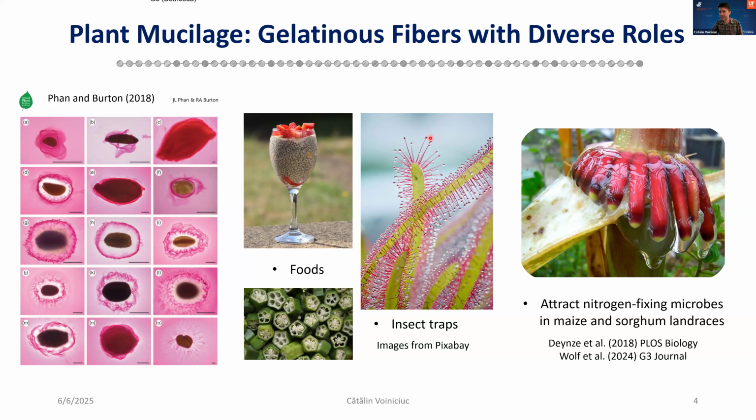And a similar type of mechanism, but taking advantage of microbes found in nature, has been exploited by certain maize and sorghum landraces, whereby they secrete aerial root mucilage, which can provide carbohydrates to nitrogen-fixing bacteria, and therefore there's an exchange between carbon and nitrogen with the plant and the microbes. So this could be important for reducing the need for synthetic fertilizers.